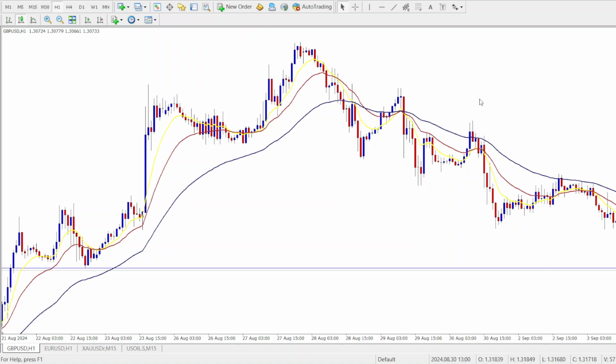So basically, by combining the 9, 20, and 50 EMAs with price action, you'll be able to catch key trend reversals and continuation setups, improving your day trading performance.